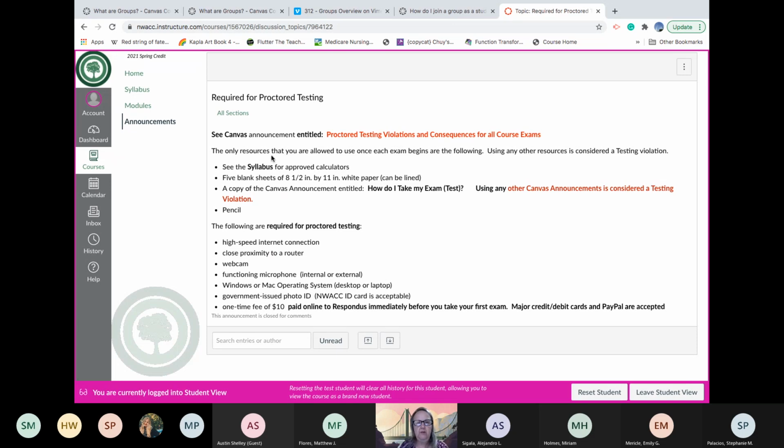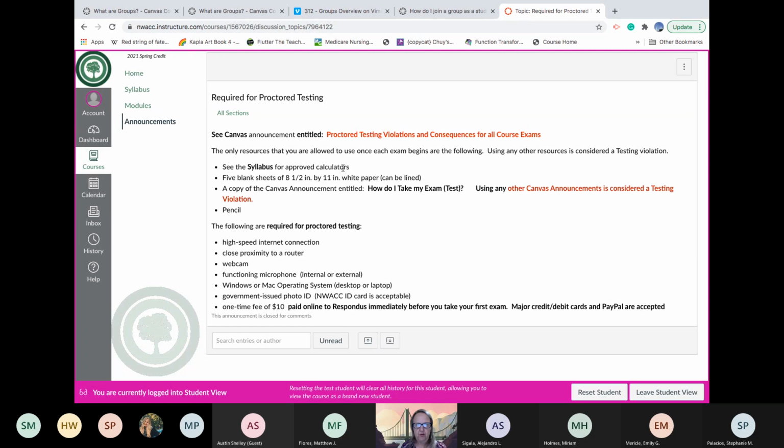The only resources that you are allowed to use once each exam begins are the following. Using any other resources is considered a testing violation. See the syllabus for approved calculators. So one of the things you will be doing shortly before you take your test, like minutes before you take your test, is you will be taking a brief video of your environment and what resources you are using.